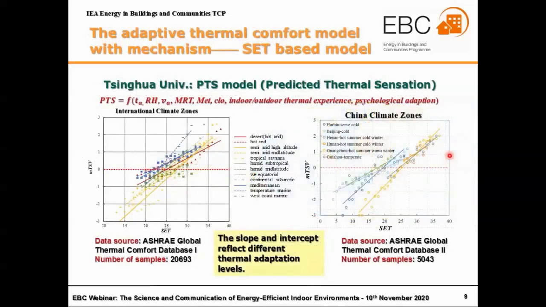And based on the new database, database 2, we developed two adaptive thermal comfort models with some mechanisms. One is a SET-based model. We call it the PTS model, predicted thermal sensation, and it can reflect some mechanisms. As a linear model, there is a model for the different international climate zones, and another one for the different Chinese climate zones. The slope and the intercept of this line reflect the different thermal adaptation levels.